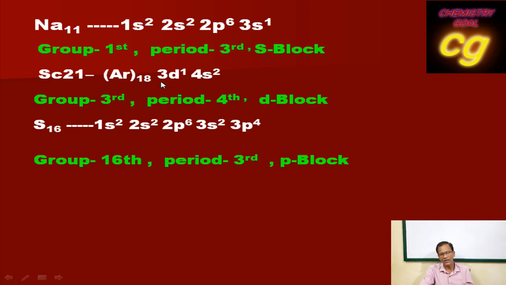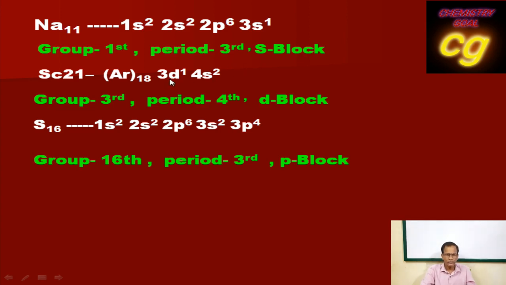But period: where is the last subshell? The outer subshell is 4s, so fourth period. And the last electron enters D. Actually, in the configuration it is shown as 4s, but after filling 4s, the electron goes to D; D is filled last. That's why it is written in the inner position, but the last electron enters D, not S. So for transition elements, D block elements, the last electron enters D. That's why it is D block. So scandium is present in third group, fourth period and D block.